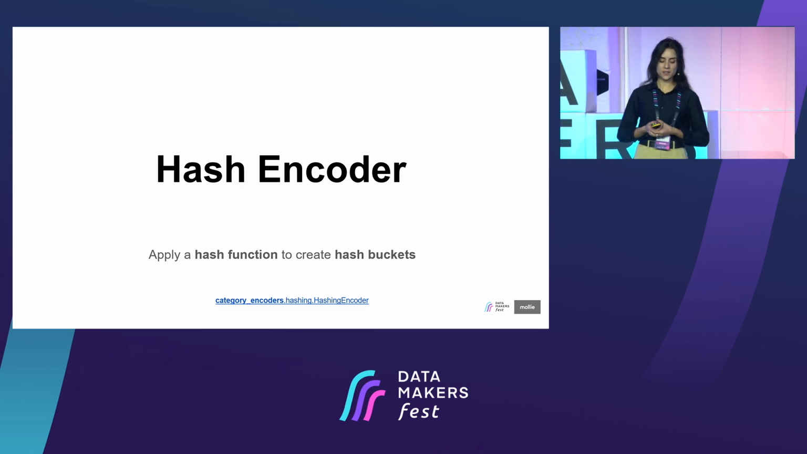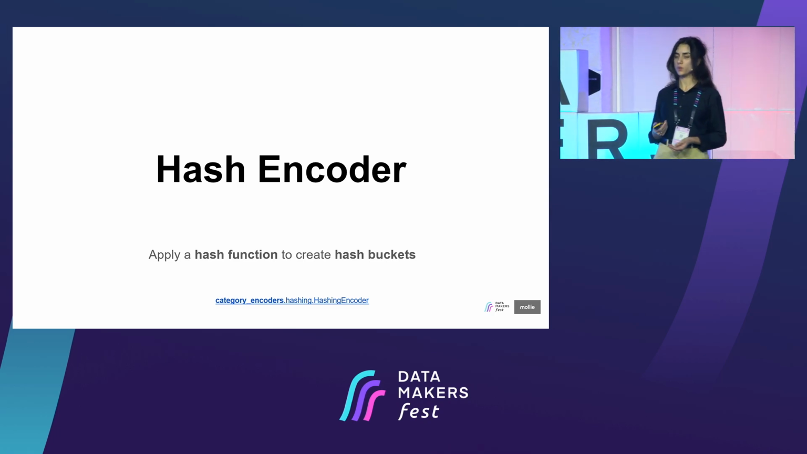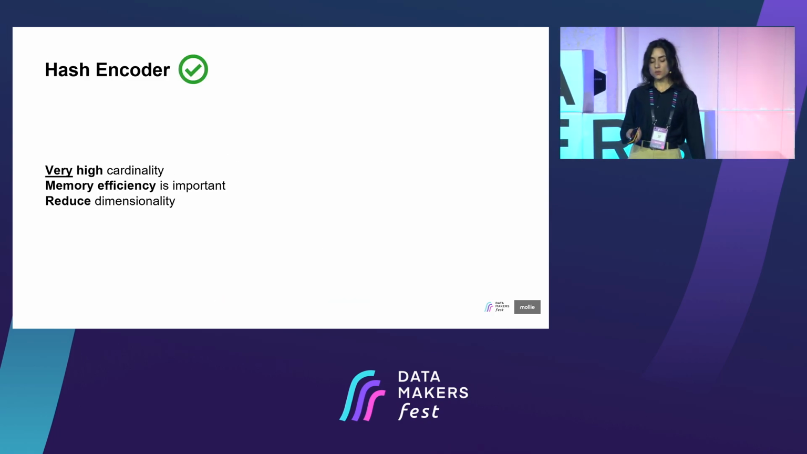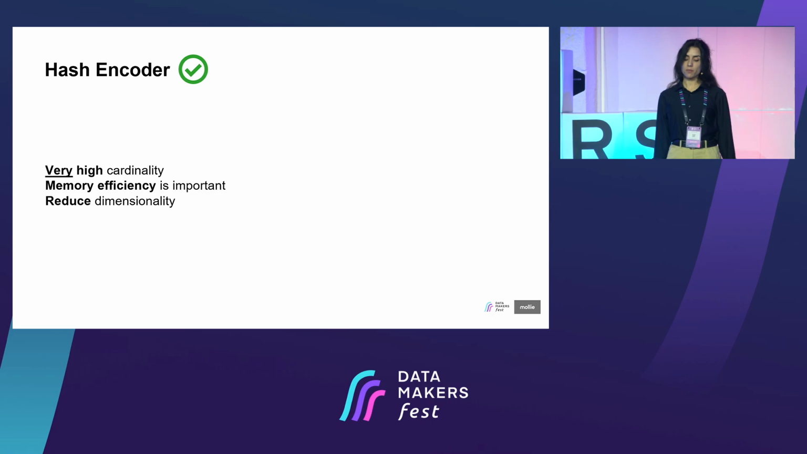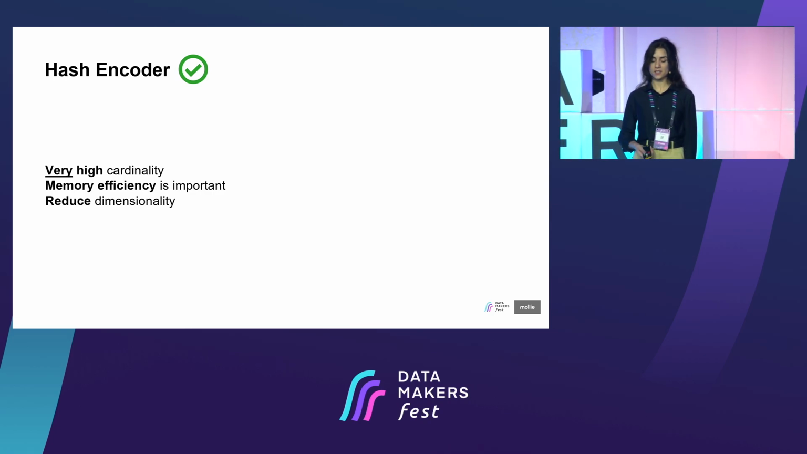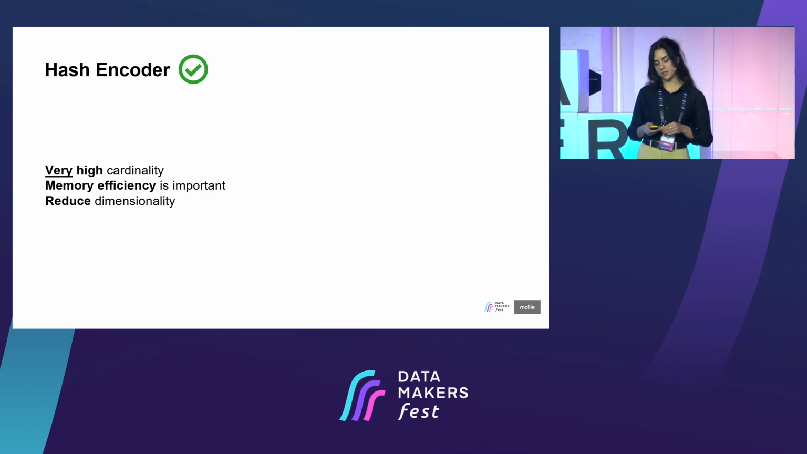Hash encoder is the next one I would like to cover. What happens here is that to each value, we apply a hash function and we create hash buckets. It's nice when you have very high cardinality, as we'll see in the example. Why it's nice is because it's very memory efficient. It calculates everything on the fly, so you don't need to store anything in memory. And it reduces the dimensionality of that high cardinality.